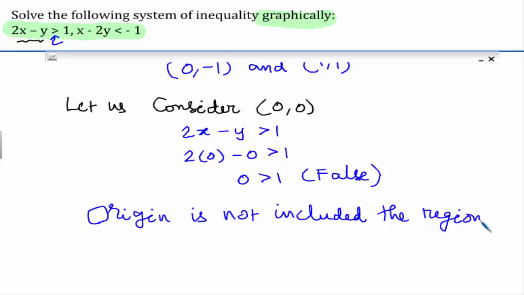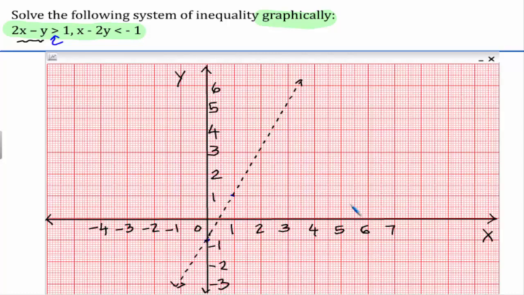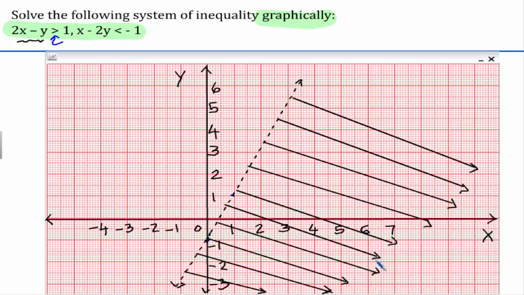So that means we have to select the region which is opposite to the origin, that is this side. Now here is the solution for the inequality, which is 2x minus y greater than 1. Now let us select the second inequality to draw the graph.